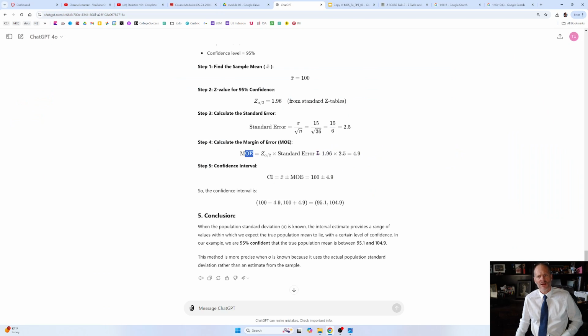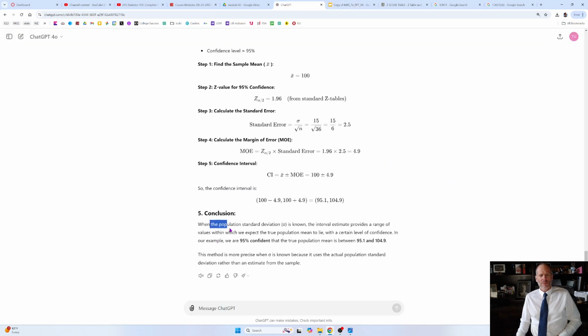And then our margin of error is the z score, the number of standard deviations, times the standard error. And then we have our confidence level, and standard error is the standard deviation for the sample. And then we have our confidence interval, which is going to be the sample mean plus or minus the margin of error, which is that. And so our confidence interval is 95.1 to 104.9.